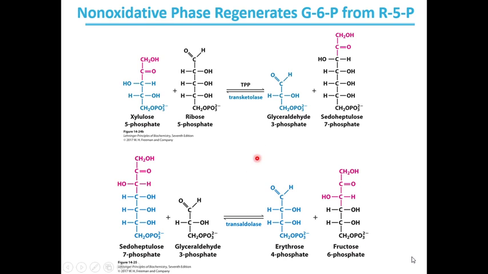Now, it is worth noting that transketolase uses a thiamine pyrophosphate cofactor, whereas a transaldolase uses a lysine to make a Schiff's base so that it can initiate cleavage of a 7-membered sugar to a 4-membered and a 6-membered sugar.